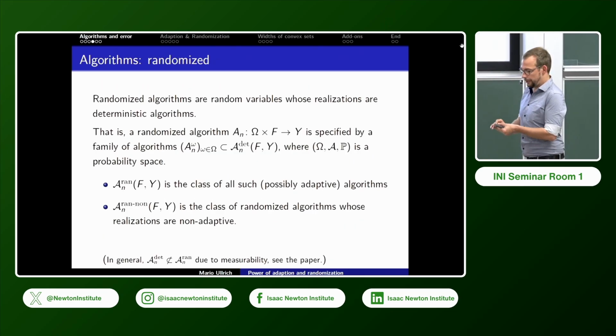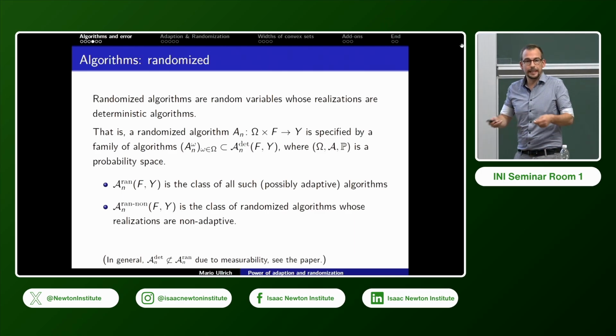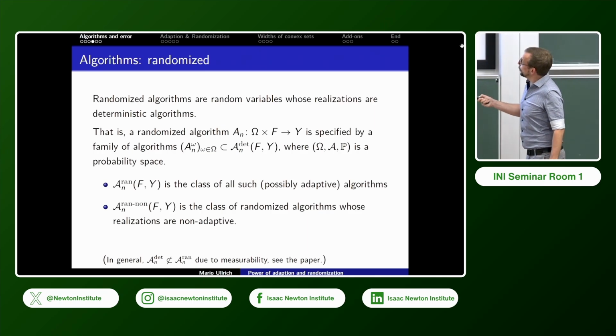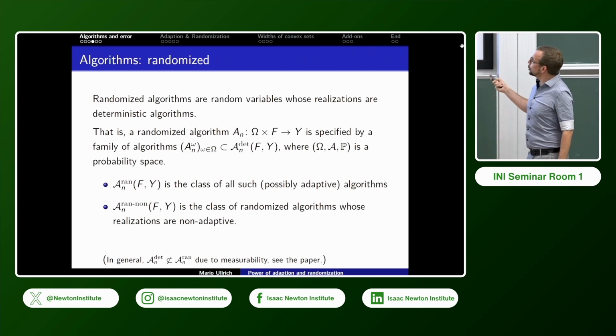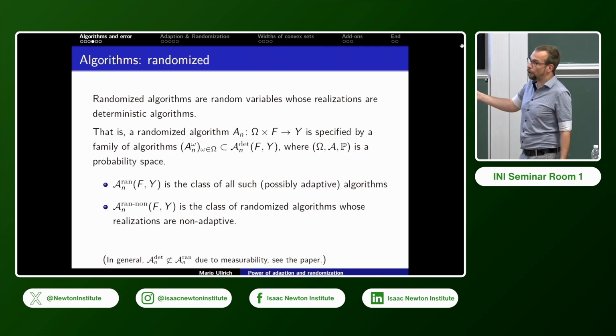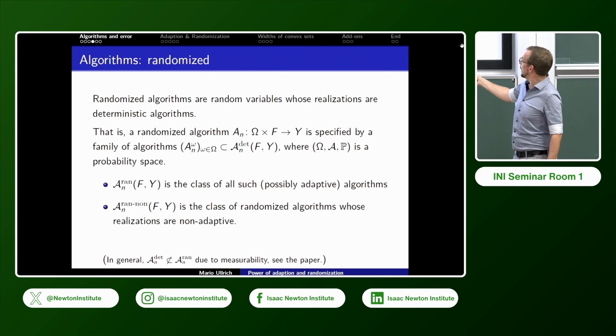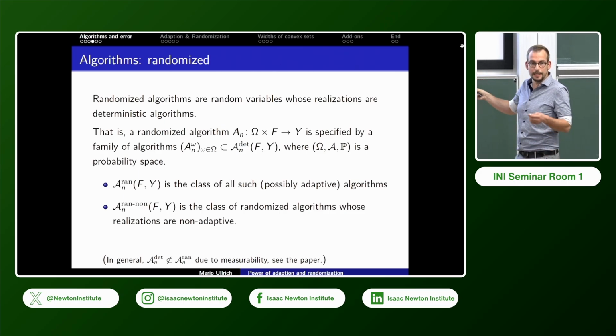Okay, let's go to randomized algorithms. What is a randomized algorithm? Again, we might discuss if this is a nice concept or not. It's just I propose something, right? But I think that's a well-accepted concept. Randomized algorithms are just random variables where each realization is a deterministic algorithm. I think it's a natural thing. So formally, this is a mapping of omega and f to y, which is specified by a whole family of deterministic algorithms. And you have this probability space here. Okay. So again, I use A_n with ran, this time, is the class of all such algorithms which are possibly adaptive. So each realization, yeah, sorry?